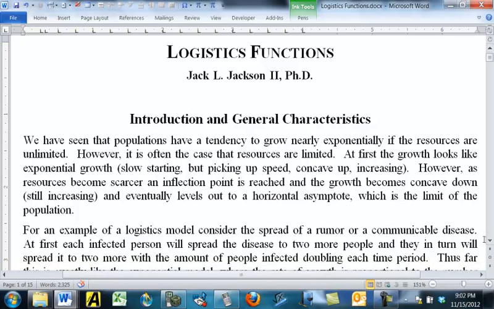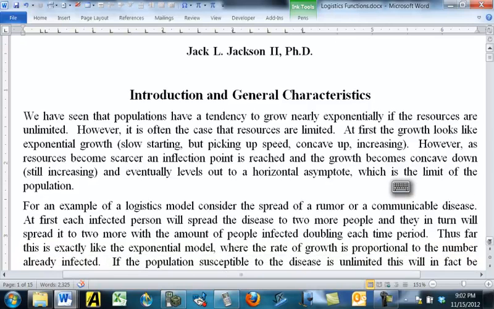So to start us out here, we've seen that populations have a tendency to grow at least exponentially or nearly so if the resources are unlimited. But it's often the case that resources actually are limited. At first, the growth looks like exponential growth, slow starting but picking up speed, concave up, increasing. However, as resources become scarcer, an inflection point is reached and the growth becomes concave down, still increasing, but it eventually levels out to a horizontal asymptote, which is a limit of the growth, a limit of the population.